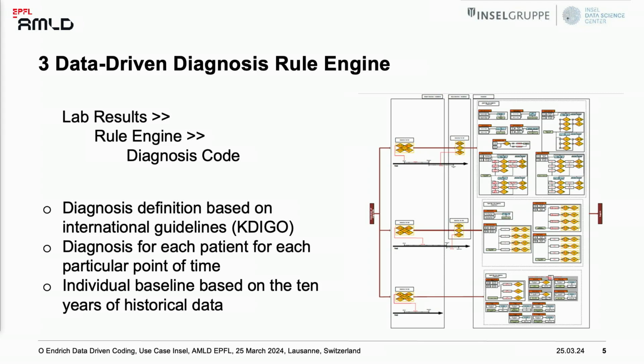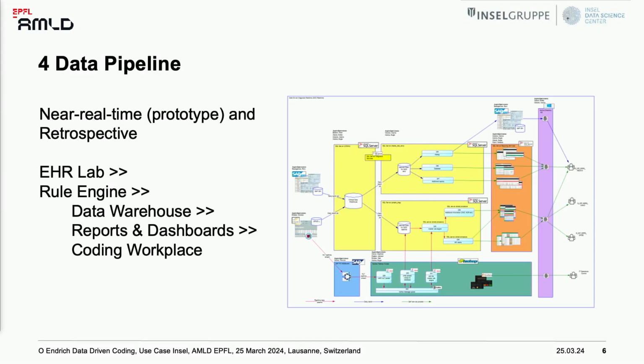Also, the beauty of this algorithm is that we calculate the diagnosis for each patient, for each particular point in time. And we also calculate an individual baseline for each patient based on historical data. We have roughly 10 years of historical data in our database. That means that each patient who was treated in the Insel group and comes again will have an individual baseline, and we can compare with that individual baseline and adjust the threshold.